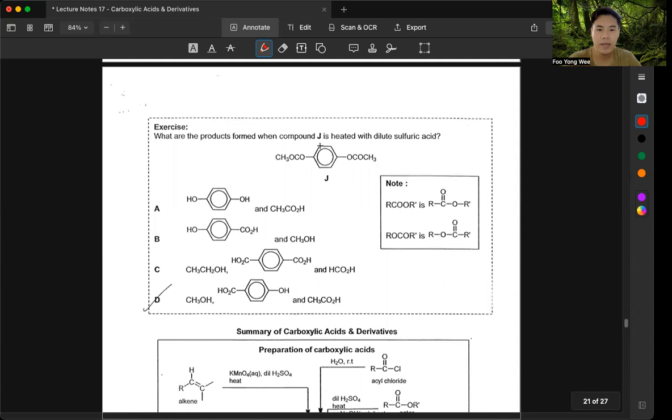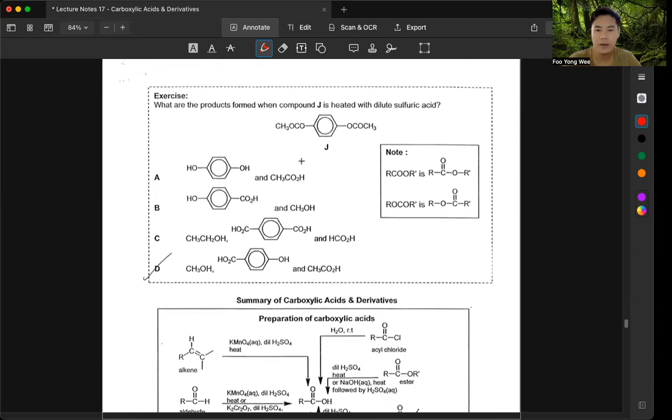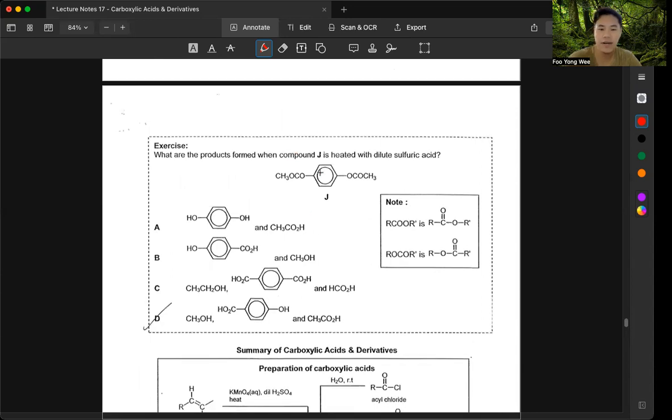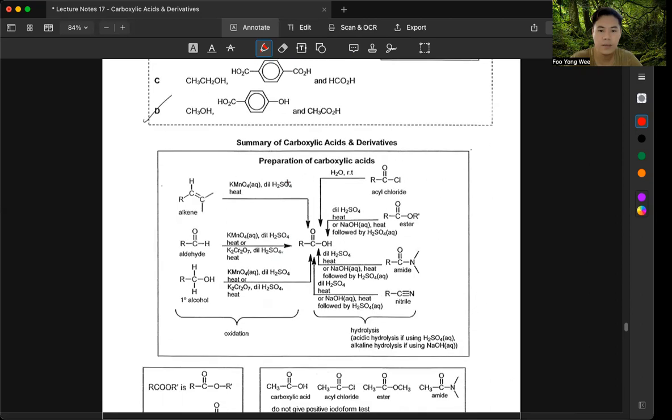Okay, so what are the products formed when compound J is heated with sulfuric acid? So this is hydrolysis, acidic hydrolysis in fact. So you break up this one, then you form COOH. You break up this one, OH. So you form this product. Okay. So this is a summary.